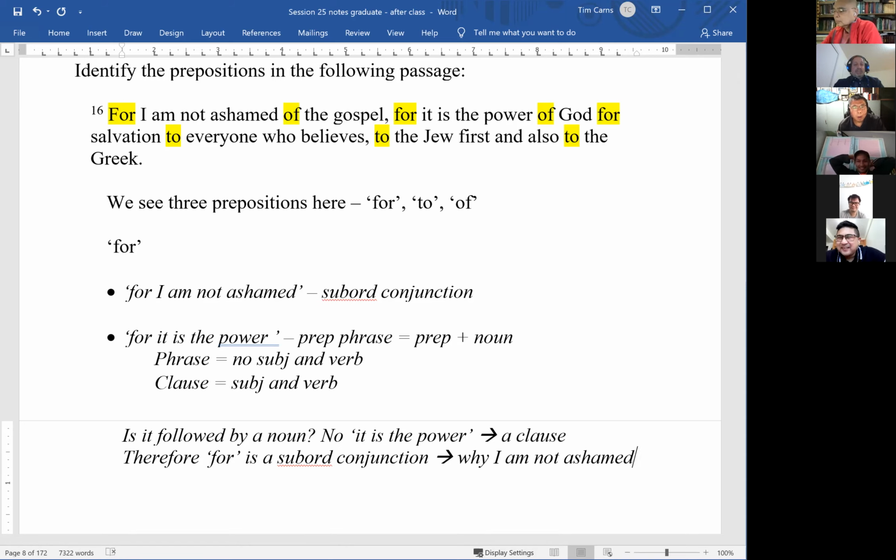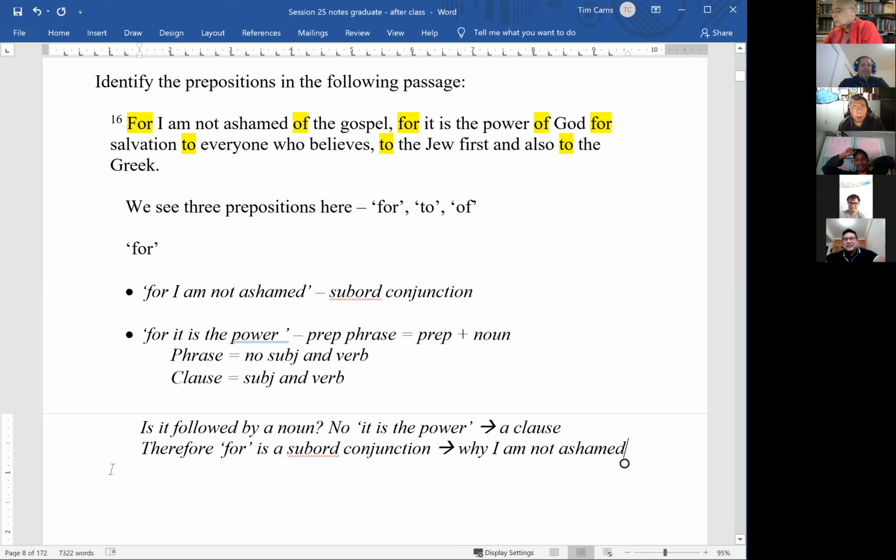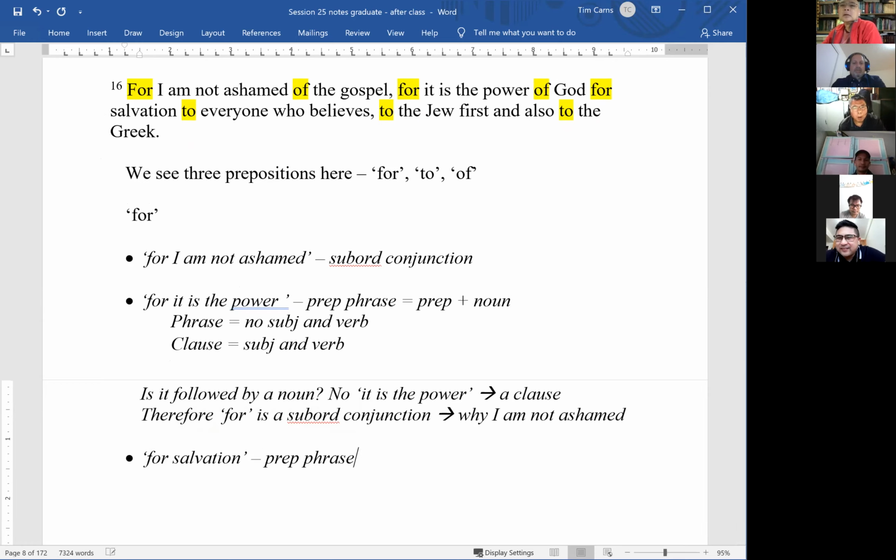Okay, you have a chance to redeem yourself here. All right, let's look at the next four. For salvation. Is that a preposition, that "for" in this? Yes, Pastor, it is. How do we know that? Because it's a preposition plus a noun. So it's a prepositional phrase. Yep, we have a preposition plus the noun. So this is a prepositional phrase.